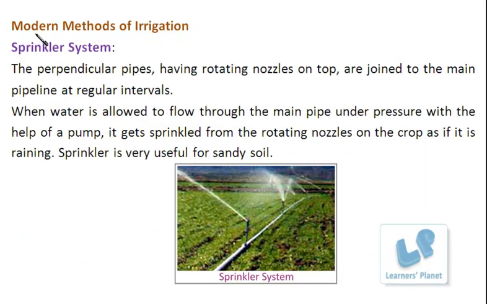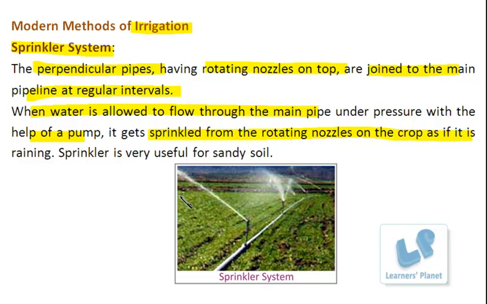So one of the modern methods which is used for irrigation nowadays is the sprinkler system. This sprinkler system is comprised of some perpendicular pipes which are having rotating nozzles on the top, and these pipes all together finally are joined to the main pipeline at regular intervals. So what happens when this water flows through the main pipe under pressure with the help of a pump, of course, it gets sprinkled from the rotating nozzles on the crop as if it is raining.